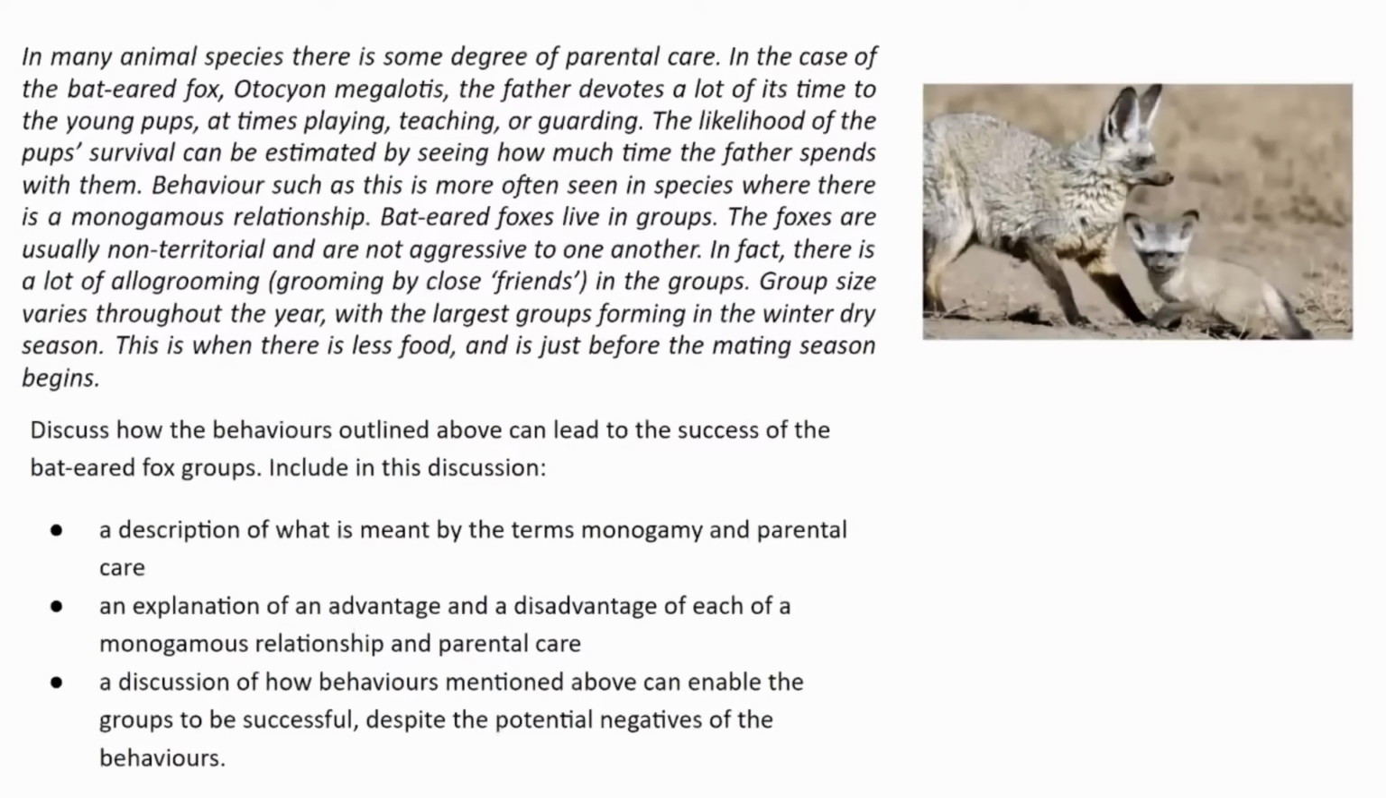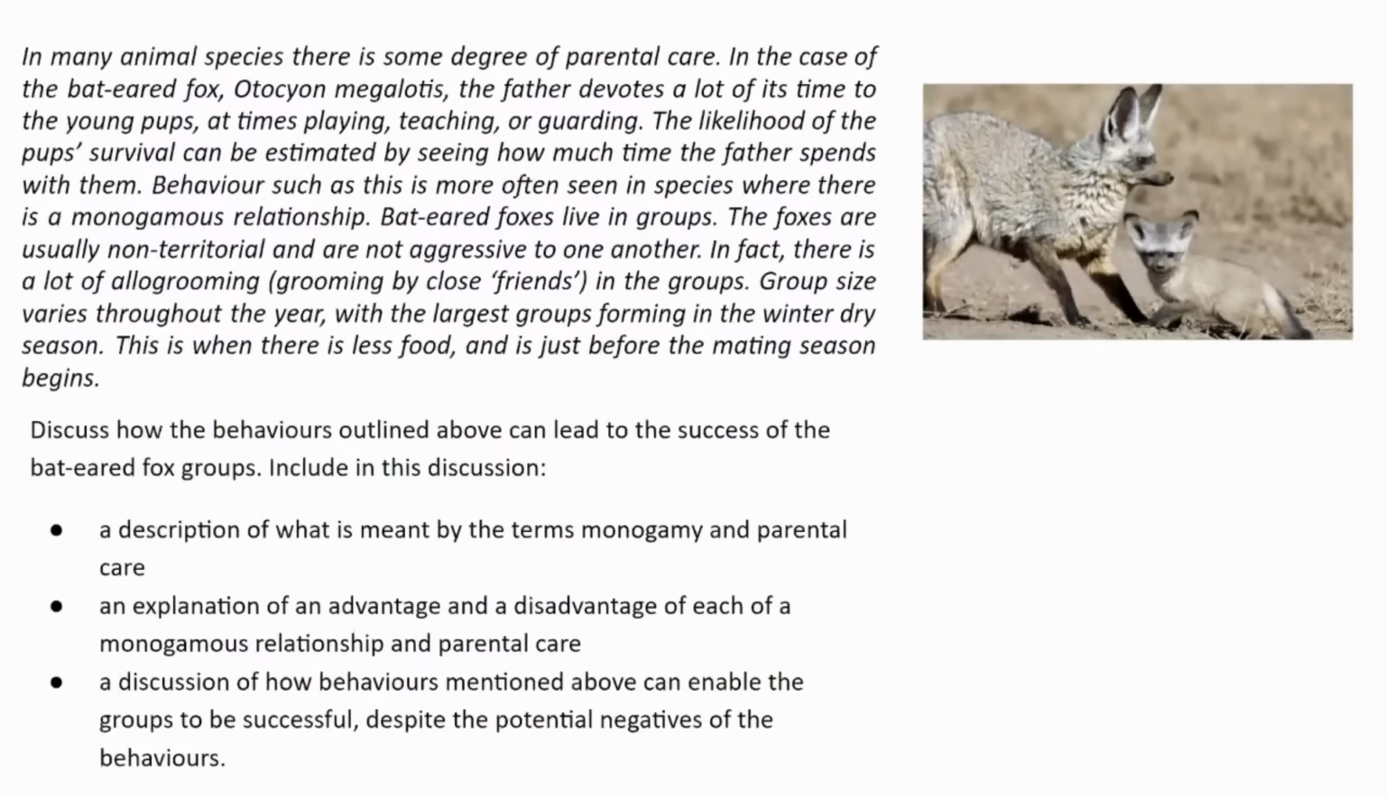So this is from last year's exam. So the bat-eared fox. Okay. A little bit about these species is they are a monogamous pair breeding, okay, pair bonding, which means single male, single female breeding partners. And once the pups are born, the father spends a lot of time helping to raise them as well.